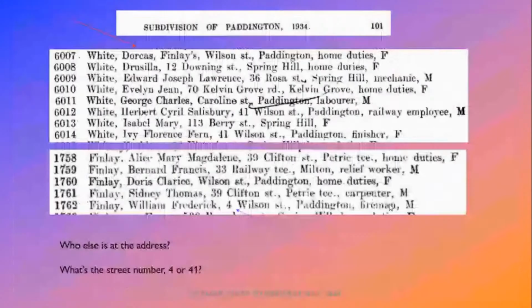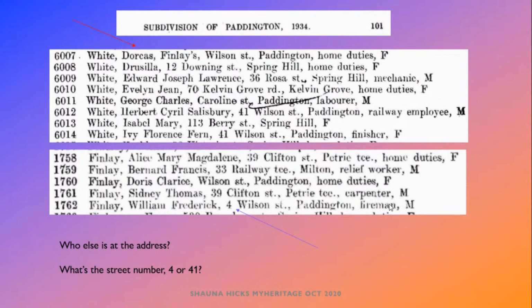Now, when they came down to Brisbane in 1934, I found Dorcas White. She's the top entry there. And she says that she's living at Finlay's, Wilson Street, Paddington. Now, I puzzled over Finlay's for a while. I thought, was it a boarding house? Was it, you know, some place that she was living? And after a little bit, the light bulb went on and I realised that her daughter, Doris, had married William Finlay. So Dorcas was basically, when she filled in her electoral roll form, she just said she was living at Finlay's, which, of course, was her daughter and her son-in-law's place.